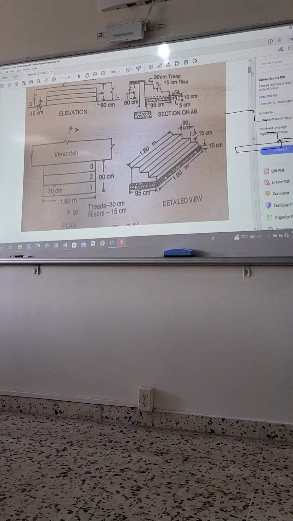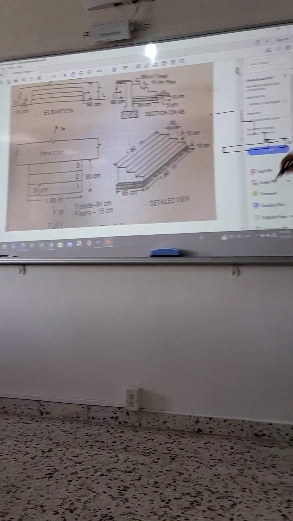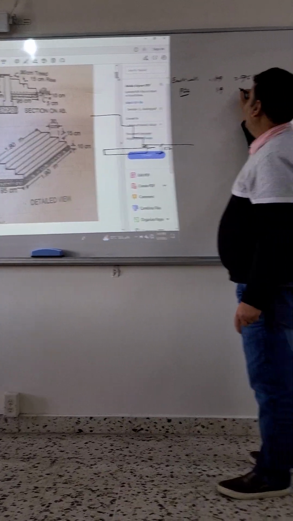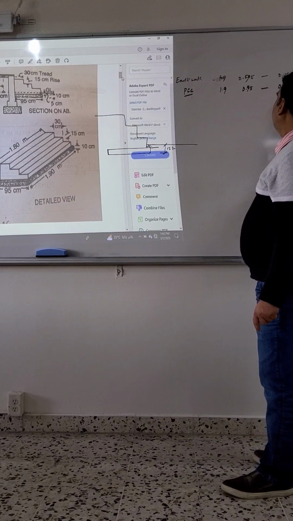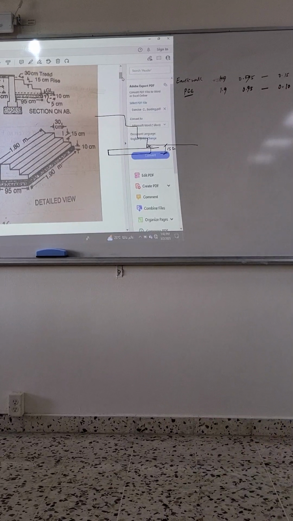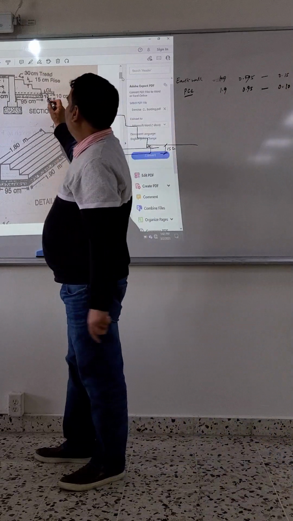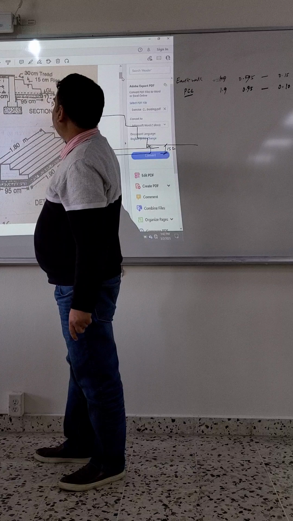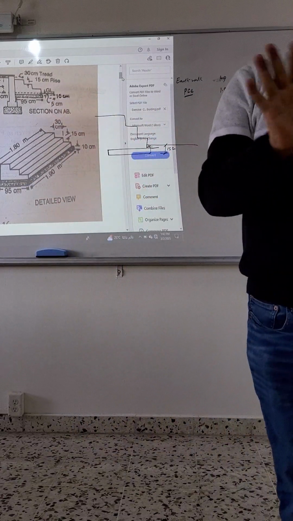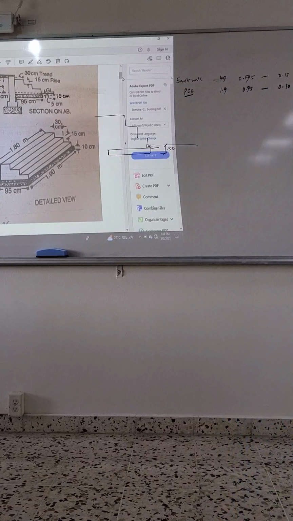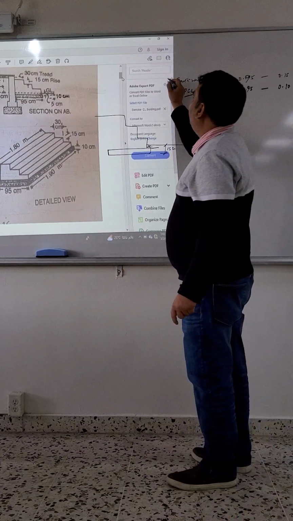Now, the PCC, what do you have to do? PCC is equal to 1.9 multiplied by 0.95 multiplied by 0.1. The thickness of the PCC is 10 centimeter. Just see here, this is the thickness of the PCC, 10 centimeter. Clear? Got it? Very easy. That is why it will come in the midterm.